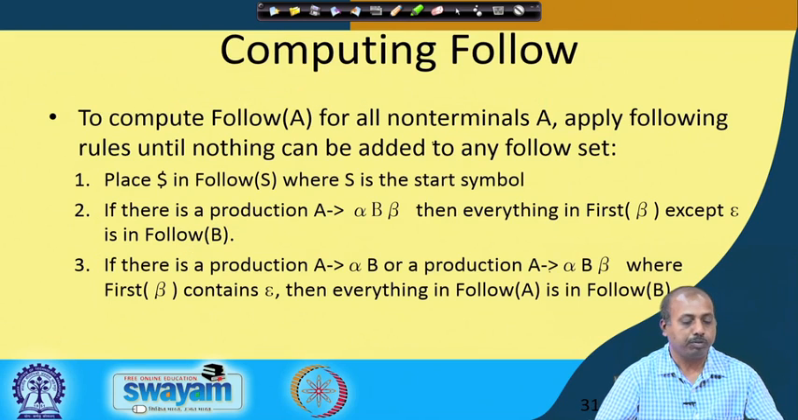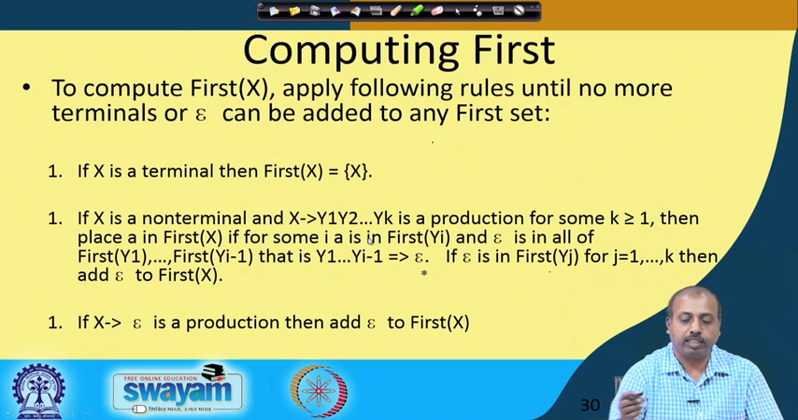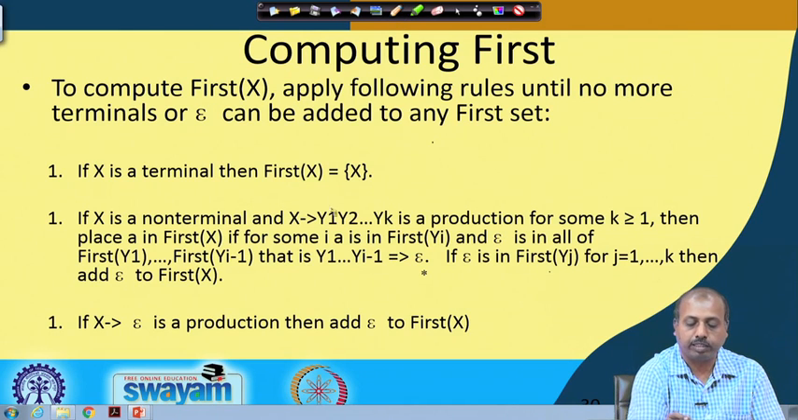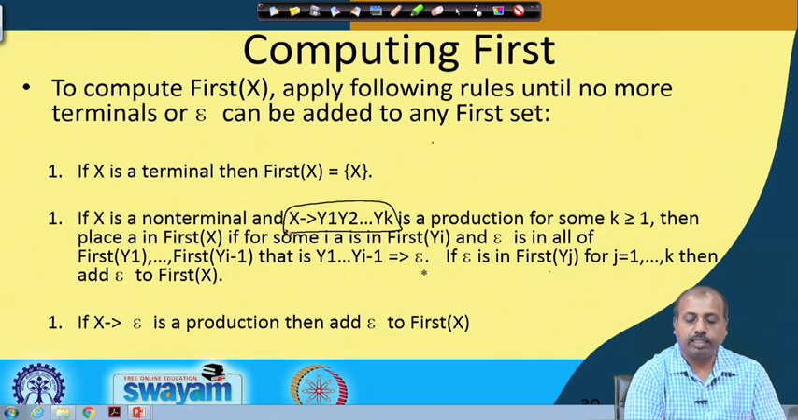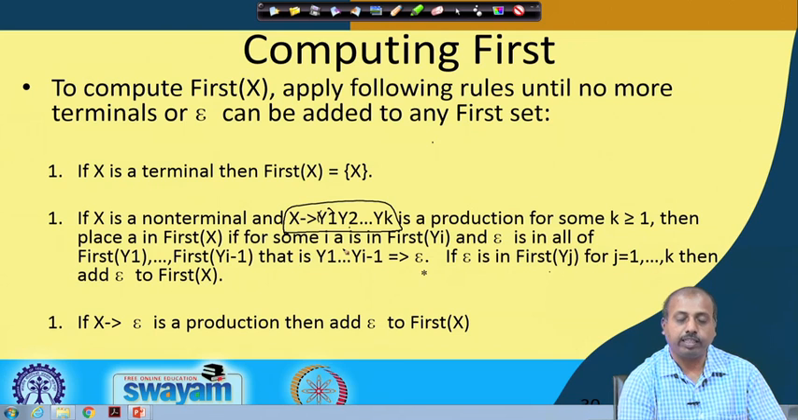So, the first computation we saw in the last class: if I have a general production rule like this, X producing Y1, Y2 up to Yk, then whatever is in first of Y1, excluding epsilon, will be in first of X. If first of Y1 contains epsilon, then whatever is in first of Y2, excluding epsilon, will also be in first of X. And if all of Y1 to Yk have epsilon in their first sets, then epsilon will be in the first of X.